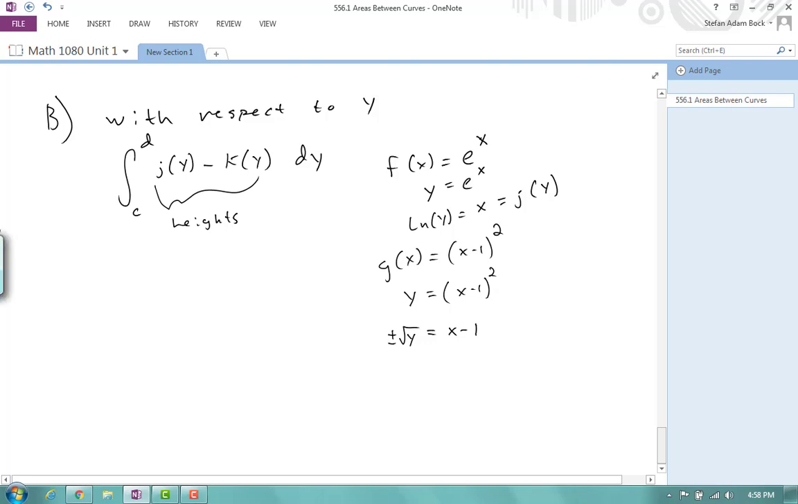And the same thing is going to happen to this function. I'm going to have the top half of the parabola, or in this case, it's going to be the right half if I use the positive, or I'll have the bottom half, or in my original picture, the left half of the parabola. So I'll write this: square root of y plus 1 equals x. This is the right half. On the other hand, I can have minus square root of y, plus 1 equals x. This is going to be the left half.